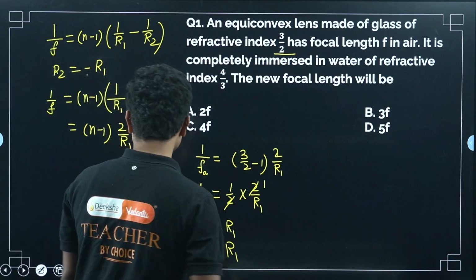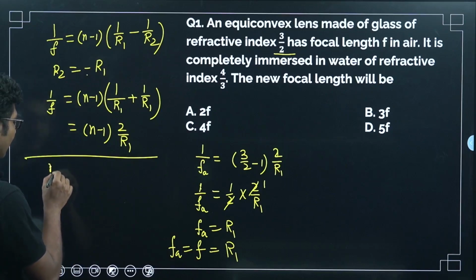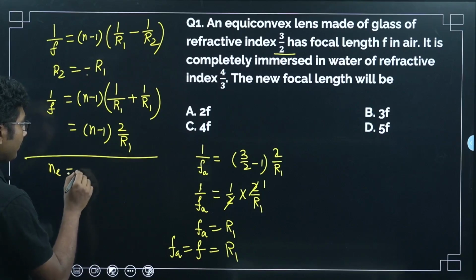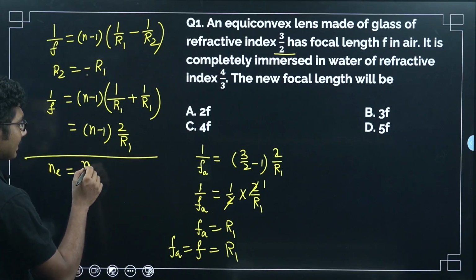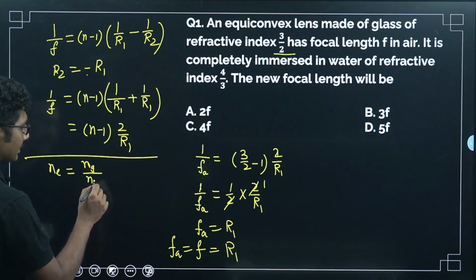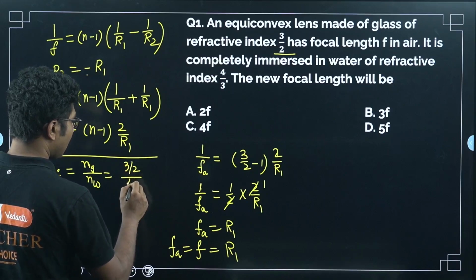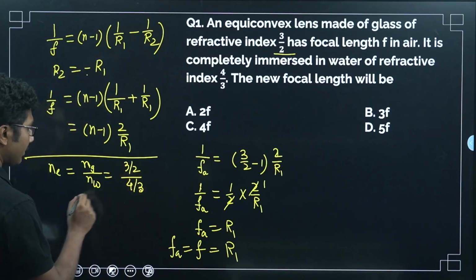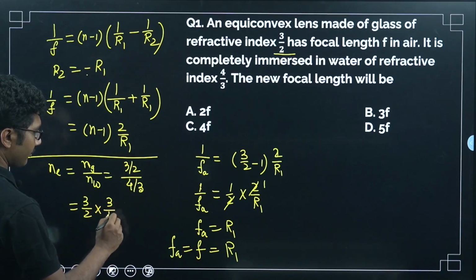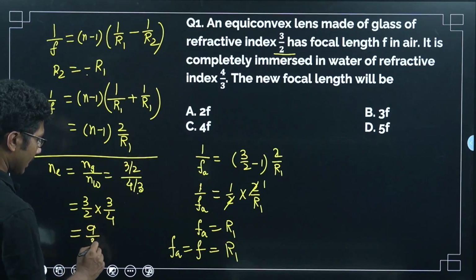Now when you immerse it into water, the effective refractive index will become the refractive index of the material, that is glass, divided by the refractive index of the surrounding material, that is water. So 3/2 divided by 4/3. It will become 3/2 times 3/4, we invert and multiply, so 9/8.